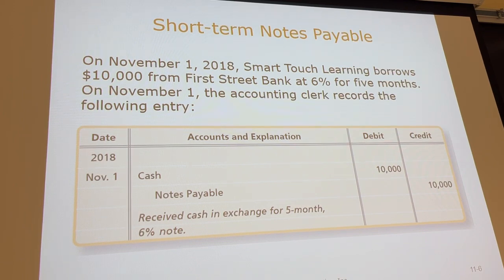Remember back in chapter 8, we dealt with notes payable, but there we were the party that was lending the money. Therefore, it was an asset called notes receivable. Here we're the party that is borrowing the money. Therefore, it goes on our balance sheet as a liability, and we call it notes payable.